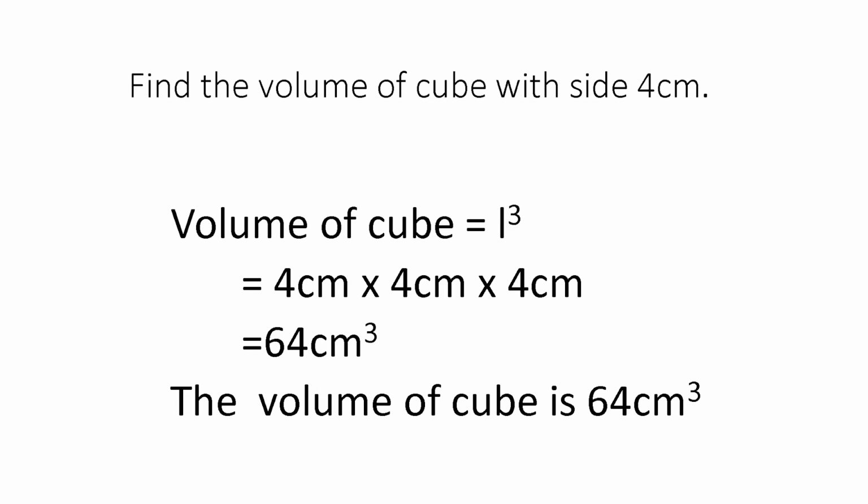Let us solve one problem based on this formula. Find the volume of cube which side is 4 centimeter. Volume of cube is equal to L cube, where L is given as 4 centimeter. Substitute the value of L. So you get 4 centimeter multiplied by 4 centimeter multiplied by 4 centimeter, and your final answer is 64 centimeter cube. Thus, the volume of cube is equal to 64 centimeter cube.